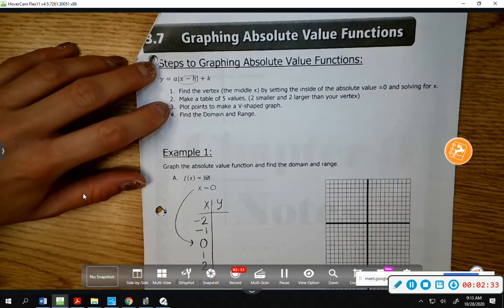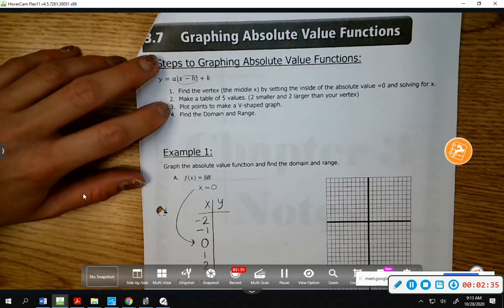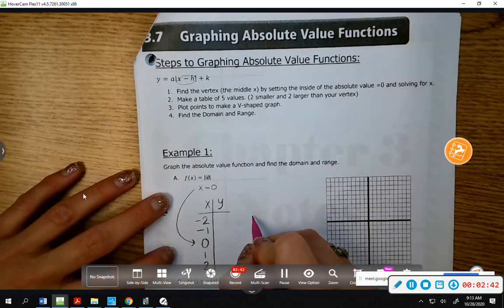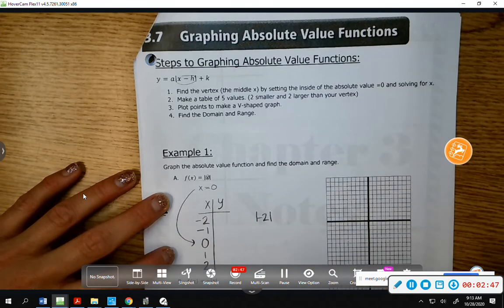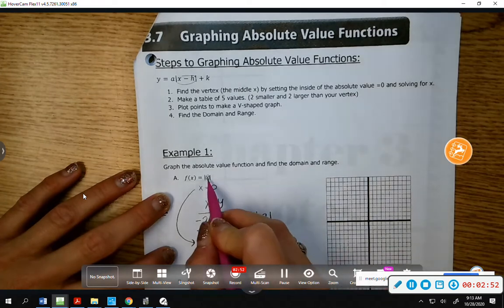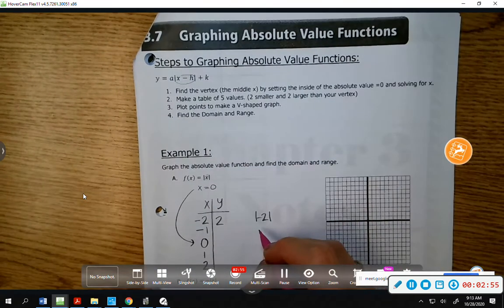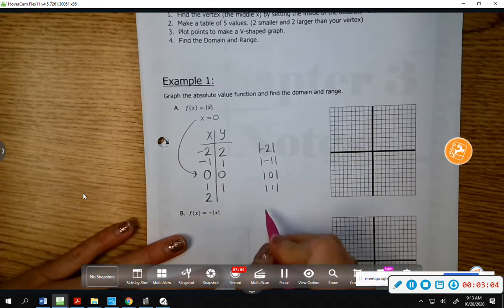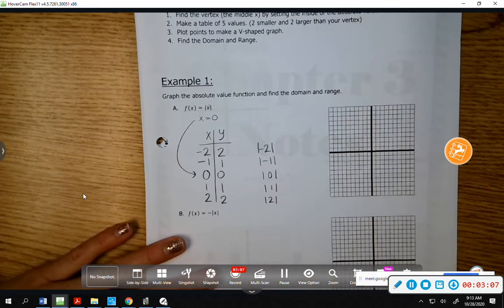It's number 3, plot points to make a V-shaped graph. Well, we have to find the values first. So how do we do that? Anytime we know x, we plug it into the function and solve for y. So let's do that. Let's plug in -2. Well, what is the absolute value of -2? Positive 2. So absolute value of -1 is positive 1. Absolute value of 0 is 0. Absolute value of 1 is 1. And the absolute value of 2 is 2.